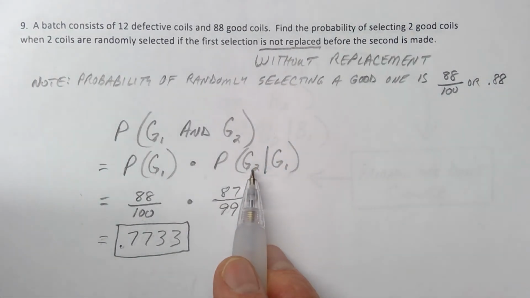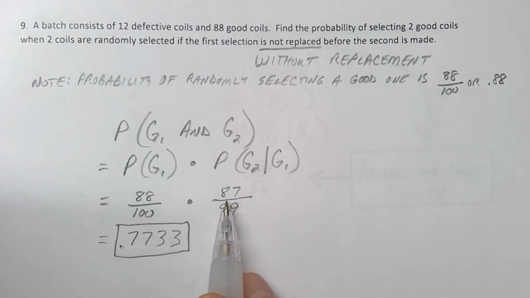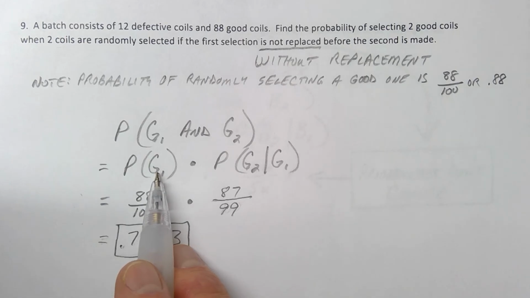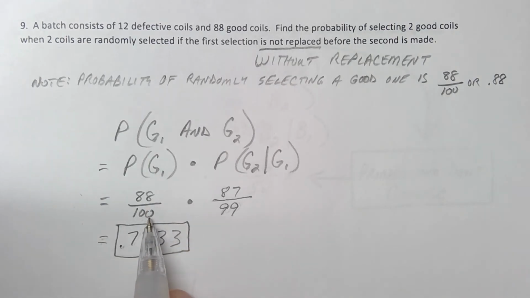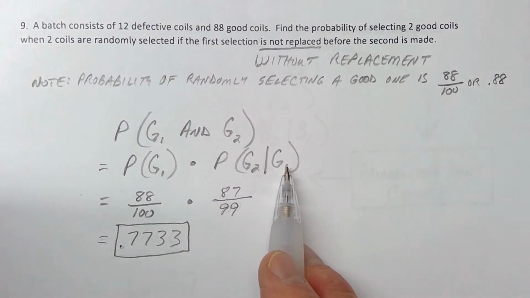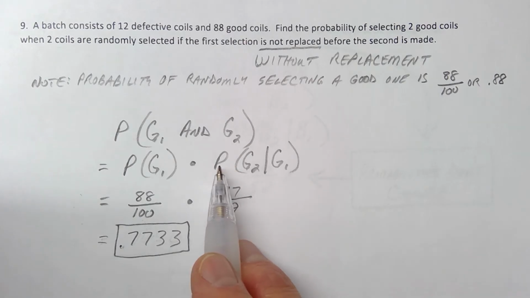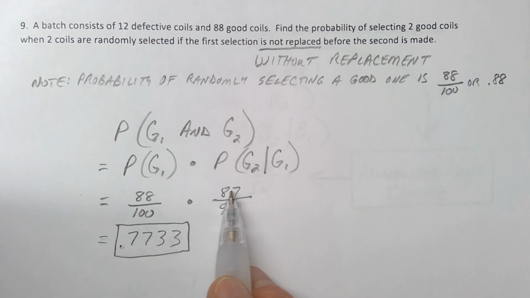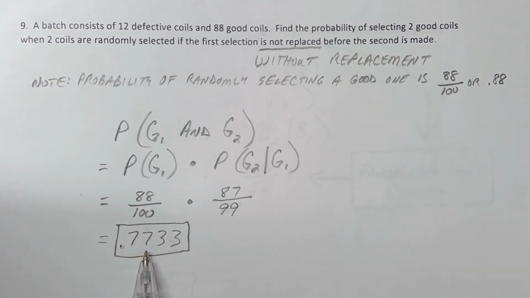All right, so think about that. Well, now, since I didn't put it back, now there's only 99 coils in the box. And how many of them are good? 87 are good. All right, remember we pulled a good coil the first time. So there was an 88 out of 100 chance of pulling a good coil. Now, given that this happened, given that I pulled a good coil on the first draw, what's the probability of pulling a second good coil? Well, now there's only 87 good coils in the box out of 99 total coils, for about a 77% chance of that happening.